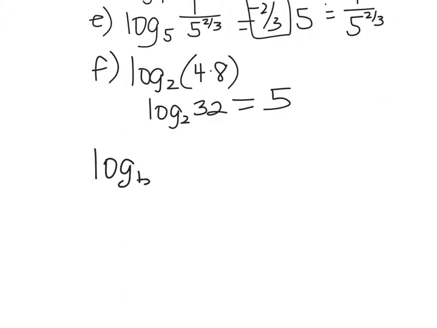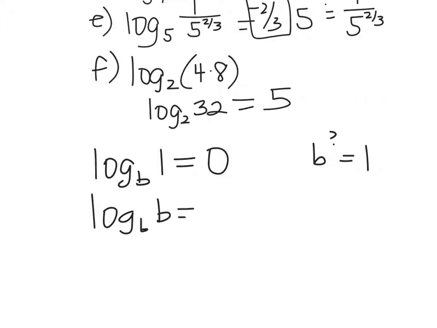Okay, here are some basic log properties that you can remember. If you take the log of any base of 1, you will always get 0. Log of 1 is always 0. Because think about it: B to the what equals 1? Any base to the 0 will equal 1. Also, if you take the log base B of B, you're always going to get 1. Because B to the what equals B?